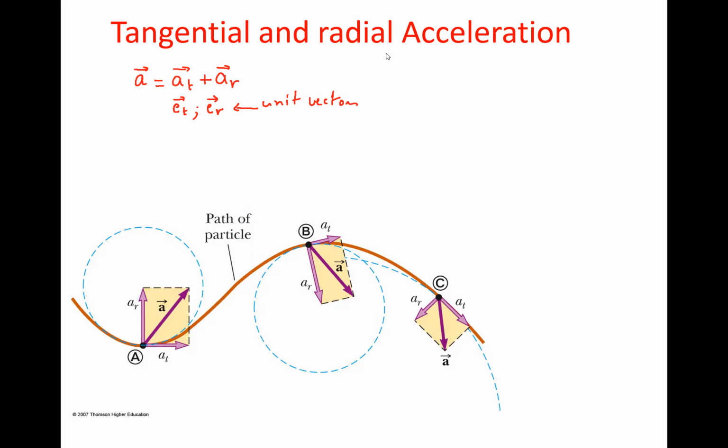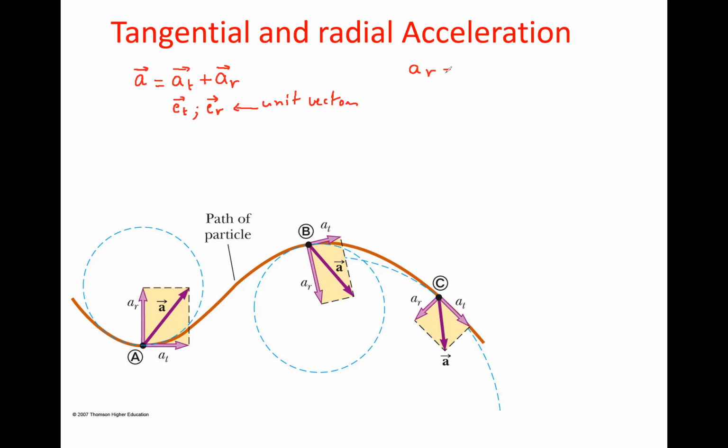Now we talk about the a tangent and a radial. A radial must be directed toward the center. As you see here, this is a radial. Here you have a radial, and here you have a radial. Always toward the center of the circle. Here you have the center 1, here the center 2, and here the center 3. So remember that AR is directed towards the center.